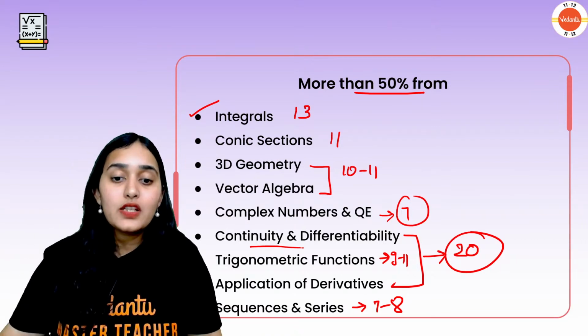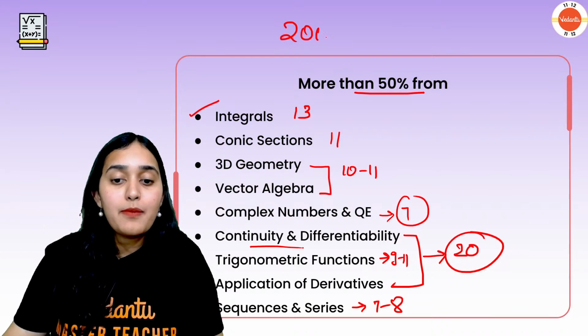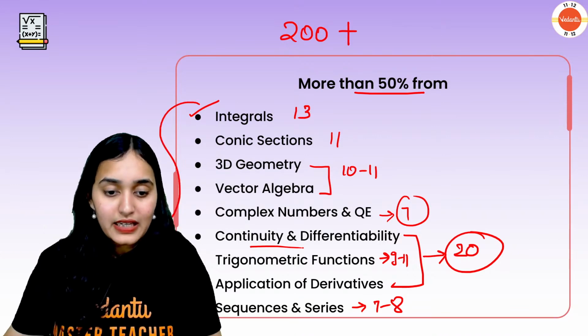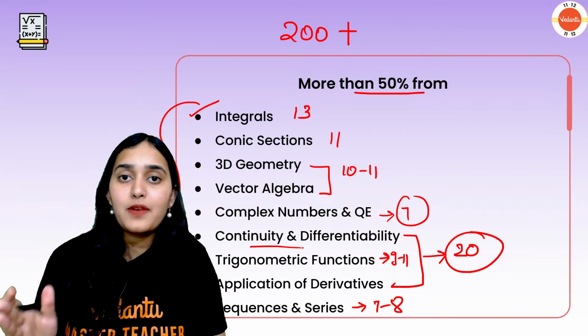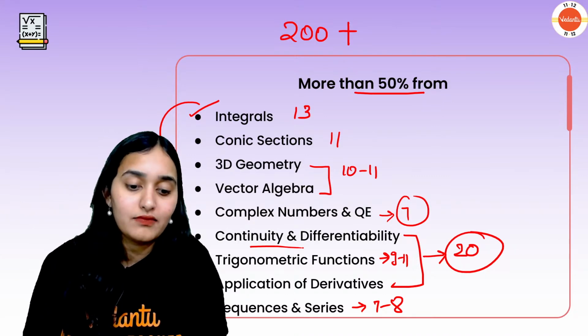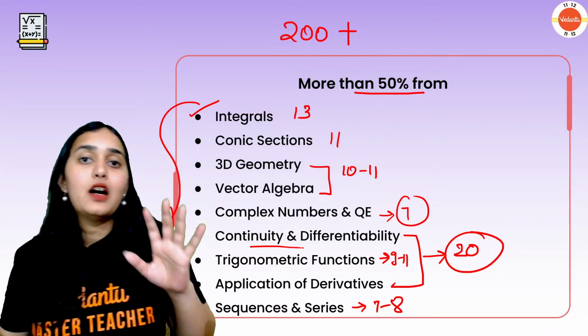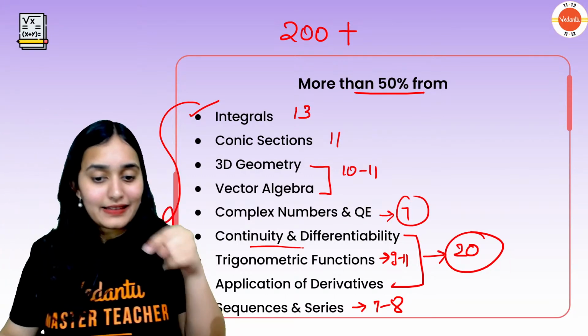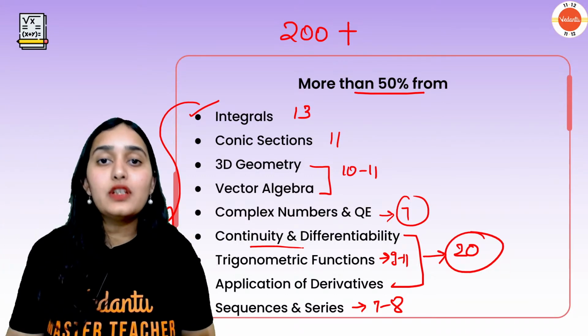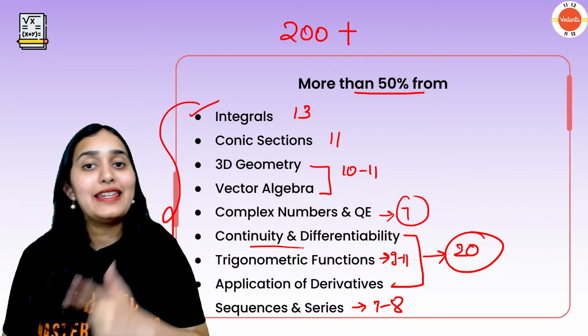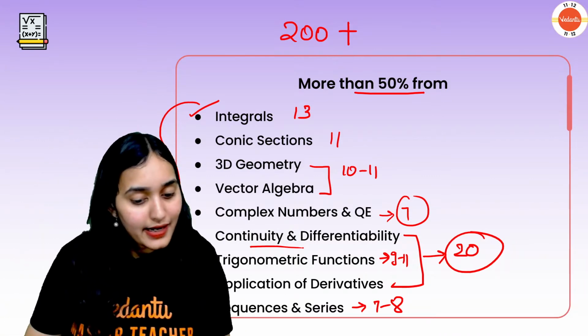So, all the students were asking, how can I score above 200 marks? Do these chapters. 50% of your question paper is done. Alright. So, first focus on these chapters. Then move to the chapters which are easy yet scoring. Alright.